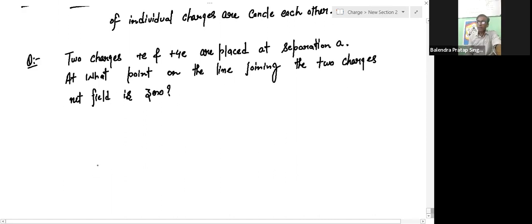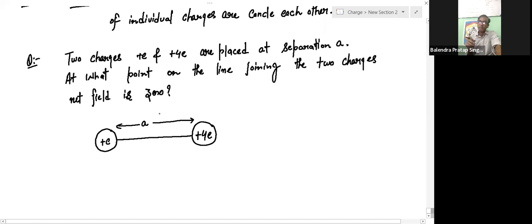So one charge is plus E, both are positive, and another charge is plus 4E. These two charges are separated by a distance small a. So there is a neutral point between these plus E and 4E, the point where both the fields cancel each other.